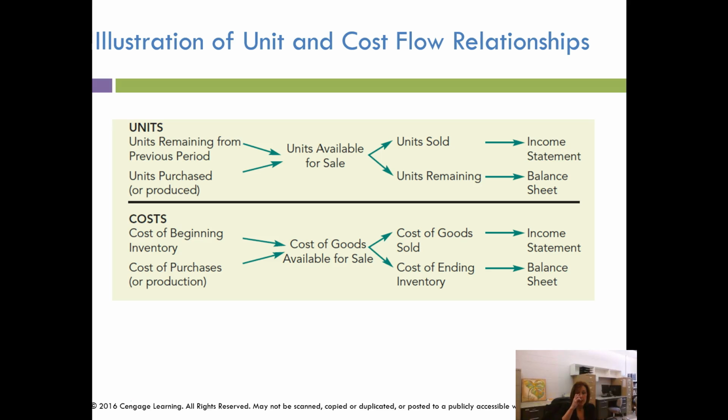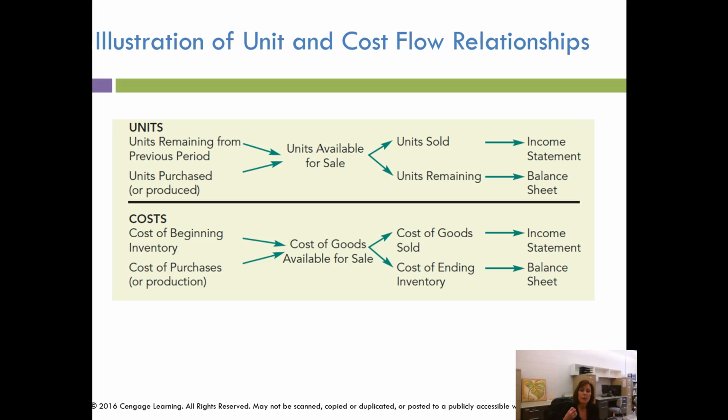So this is just a graphic that describes basically the difference in how, as an individual unit, it might flow through our physical control versus the costs for the units and how the costs will flow through our system. We will have units that we start our accounting period with, and then we'll quite likely buy some more during the period. Between what we started with and the additional items we bought, those comprise our units available for sale.